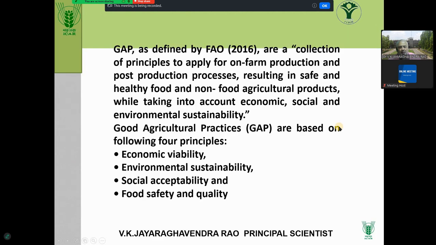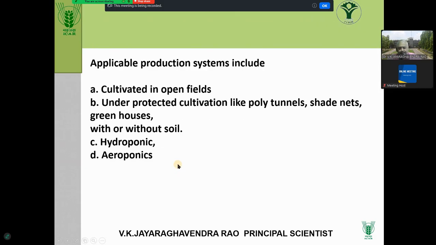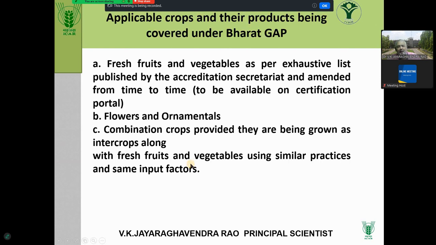Now we'll go to the good agriculture practices. See what a nurseryman has to do. If he has to be certified as a good nurseryman, let us say he is going to be called an accredited nursery from IIHR. So what are the food safety and quality requirements he has to meet? How does he have to produce this seed? All the production systems which are cultivated in open fields, protected cultivation, hydroponics and aeroponics come under the clean production program, under the GAP, good agriculture practices.